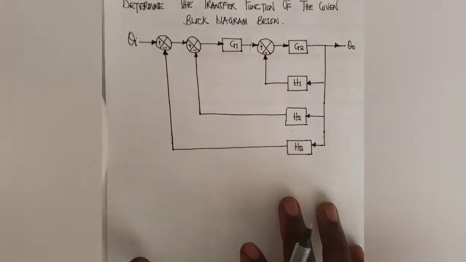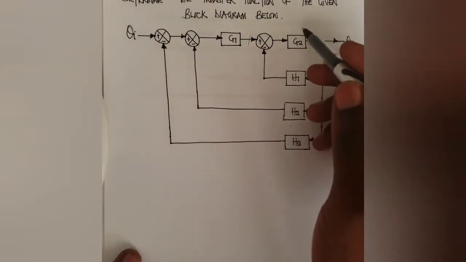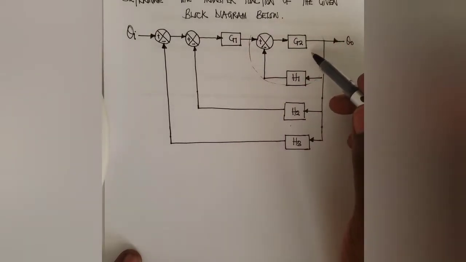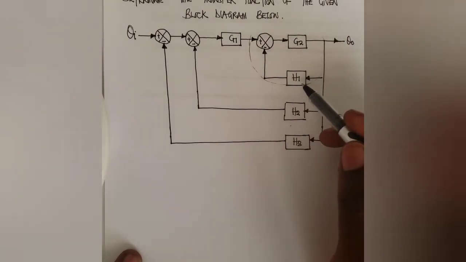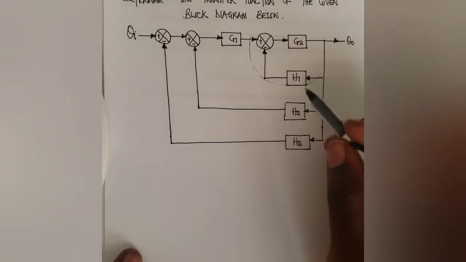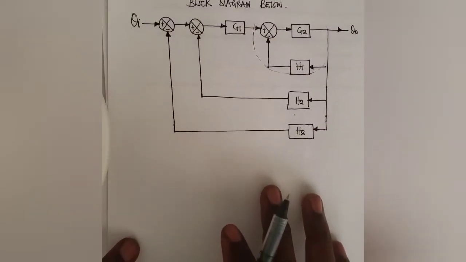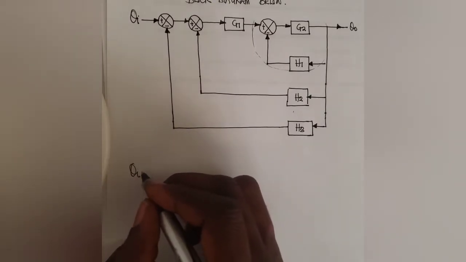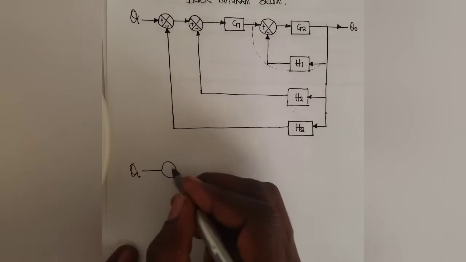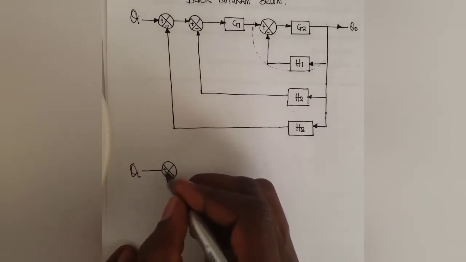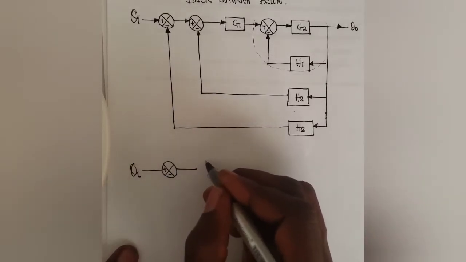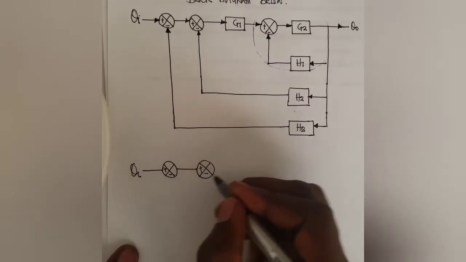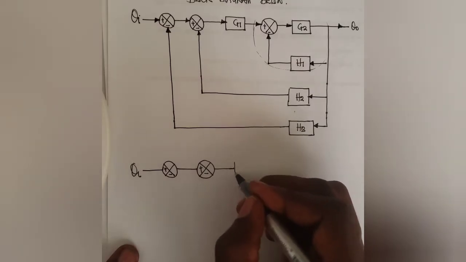So let's continue now. The first part for me to analyze is this. I can easily reduce this part to be G2 all over 1 plus G2H1 if I want to find the transfer function. So you draw your diagram, and this is what I'm going to be having next. We have our input signal, we have this plus minus, we have this as well, plus minus. Now we have this G1.